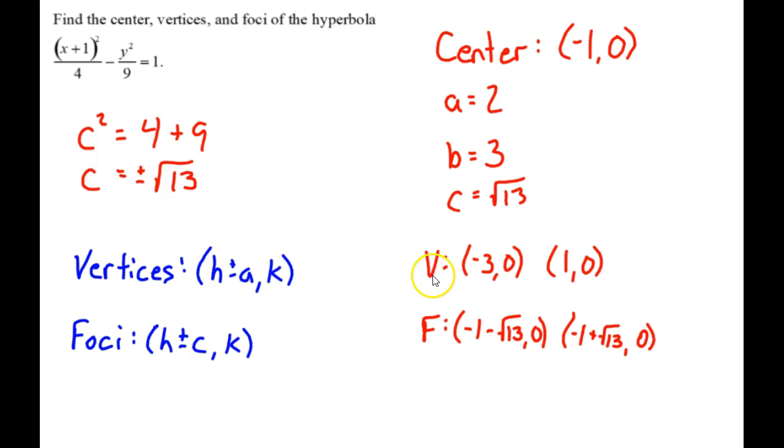Thus, we can determine that the vertices are going to be at the ordered pairs (-3, 0) and (1, 0), and the foci are going to be at the ordered pairs (-1 - radical 13, 0) and (-1 + radical 13, 0).